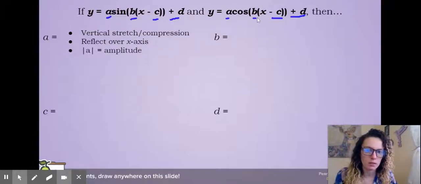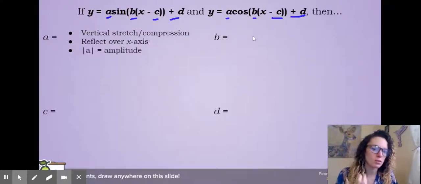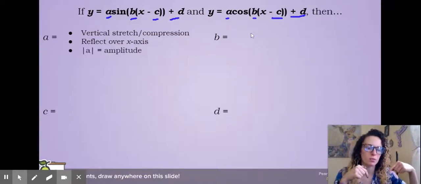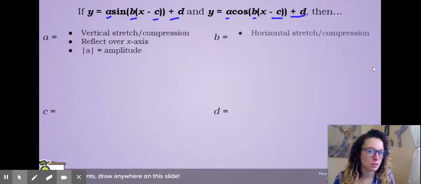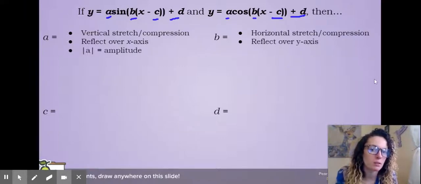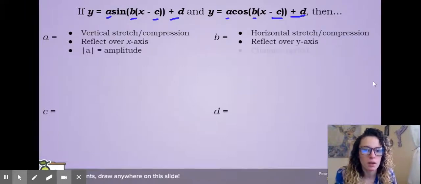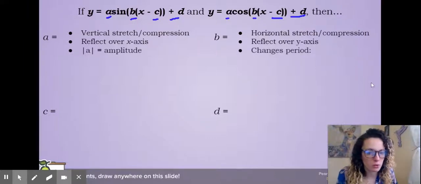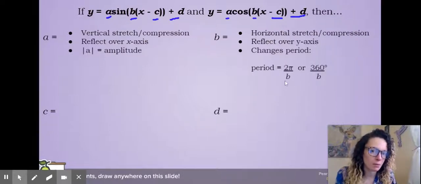B, going right down the line, is still multiplied to the function, but now it's inside parentheses. In terms of standard transformations, that means it can horizontally stretch or compress the graph, and it could reflect the graph over the y-axis. Both of those are still true. But now B also affects the period. The period itself will equal 2 pi divided by B, whatever that number is, or 360 divided by B if you're in degree mode.